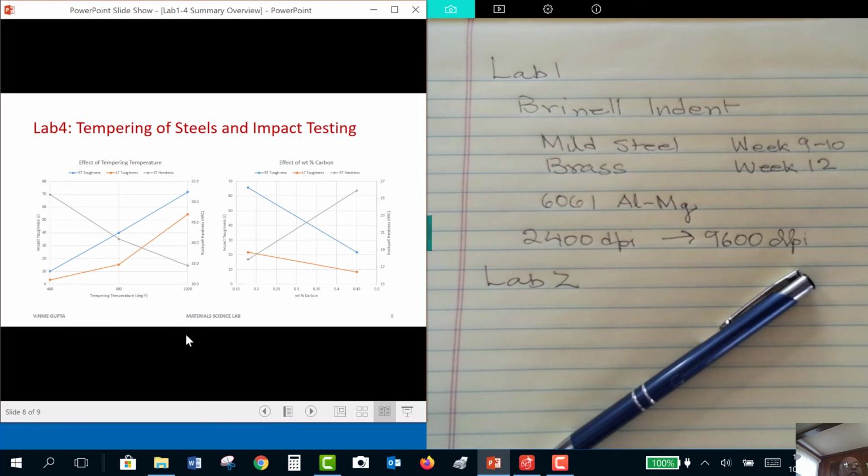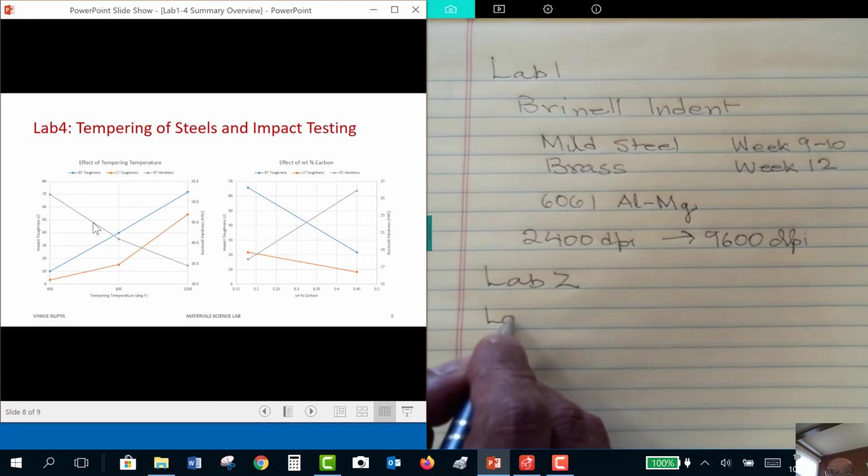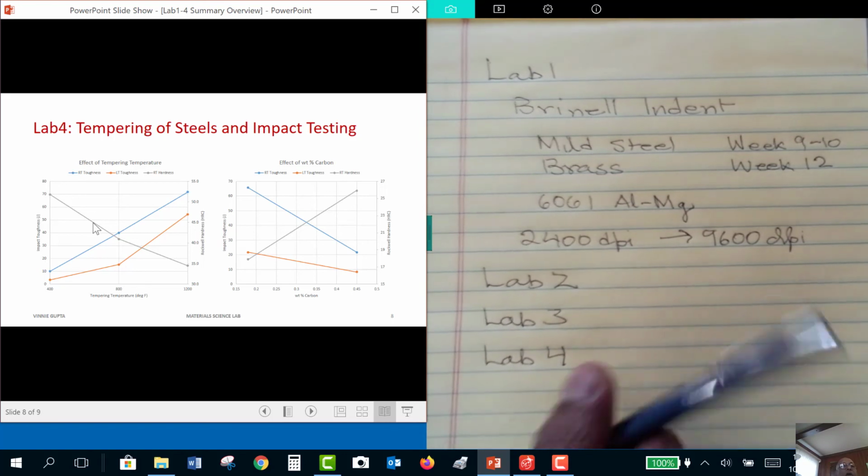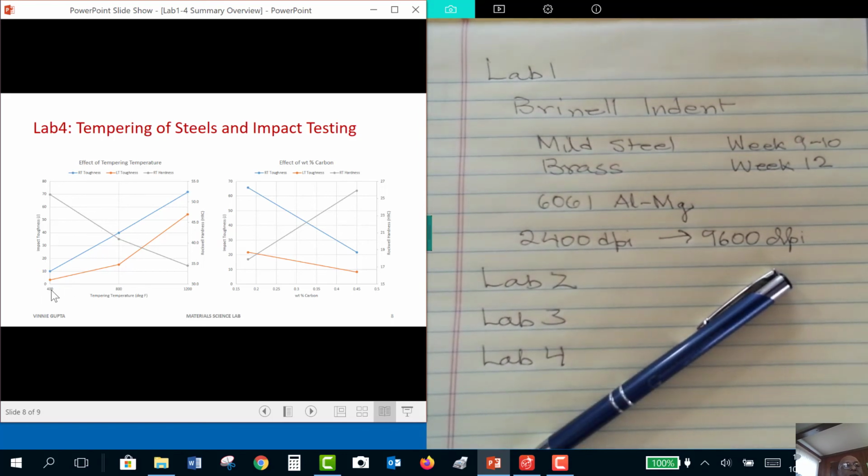Then in lab 4, which you just completed and you're still writing the report, here is what we did. We tested 3 tempered 4140 specimens. So the first thing we found was as we increase the tempering temperature, of course, we expect material to soften. So we found that the hardness decreased. Of course, when the material becomes softer, its toughness increases. So we found toughness to increase. So they have an inverse relationship.